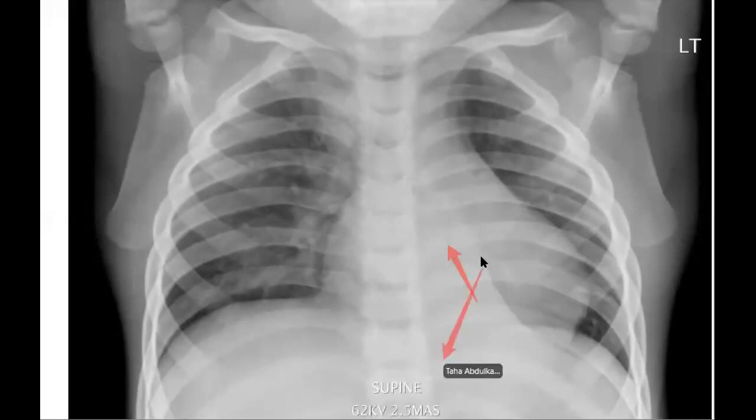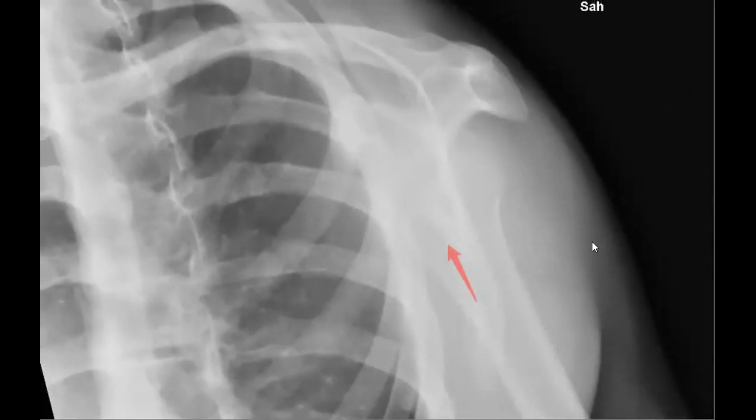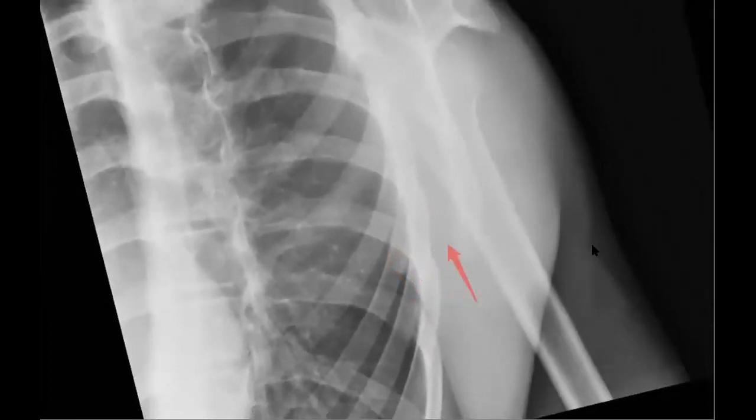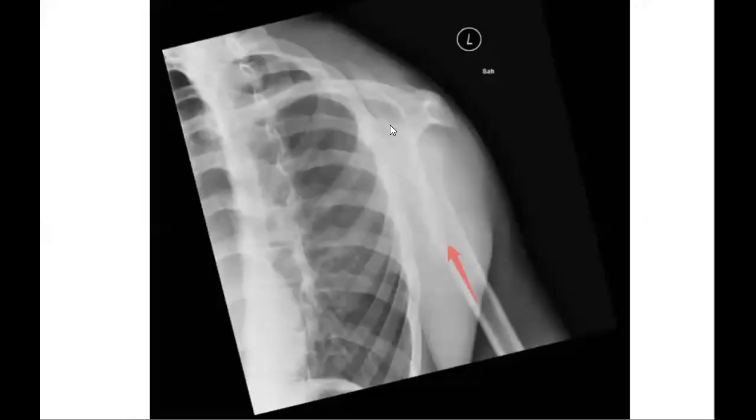Exactly, yes. So what is the pathology here? When you find silhouetting with the diaphragm and there is double density behind the heart, you are talking about left lower lobe collapse. So this is typical of left lower lobe collapse. Exactly, Ivan, thank you. Left clavicular fracture.